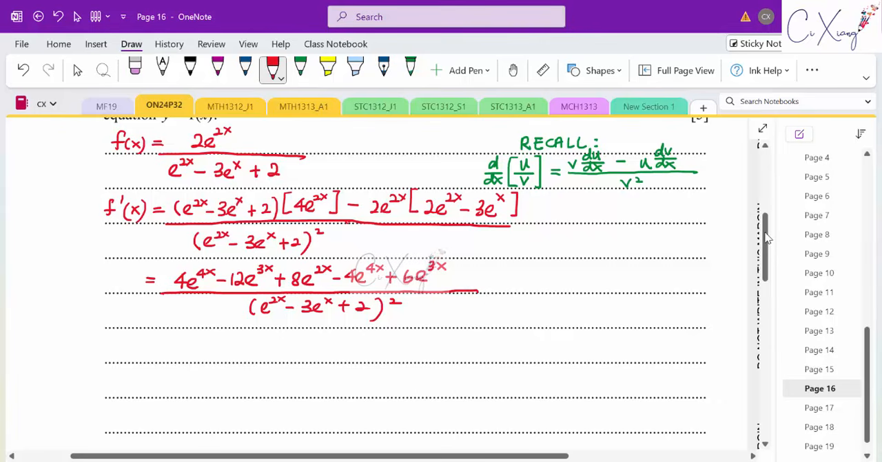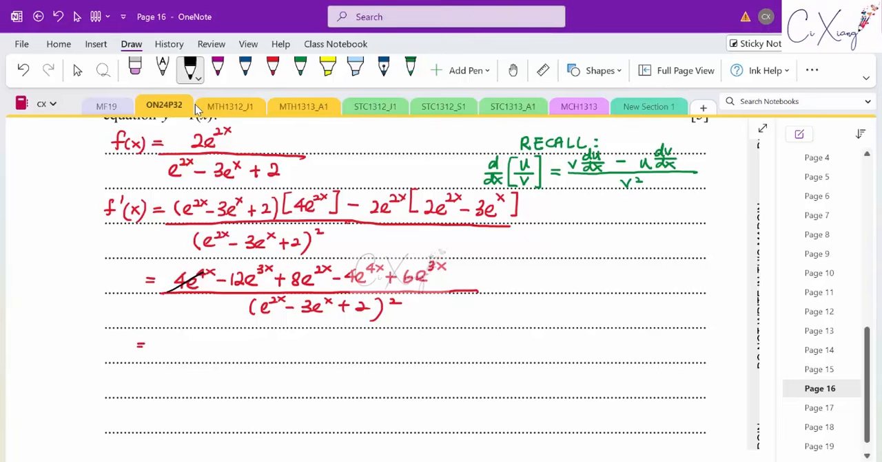Then it seems like we can still further simplify them. So 4e^4x and negative 4e^4x can be simplified, right? And then I still have 8e^2x, minus negative 12 plus 6, so I'm having negative 6e^3x. Then divided by what I have here as the denominator.